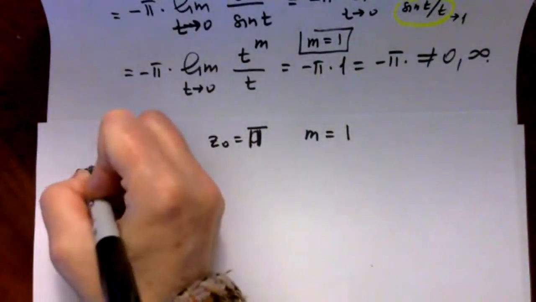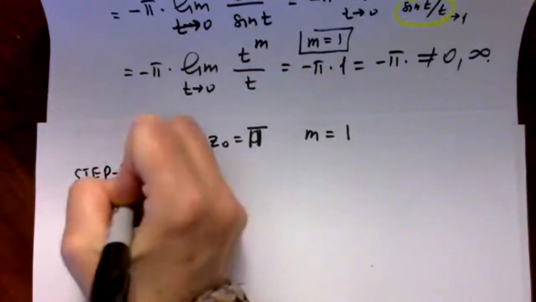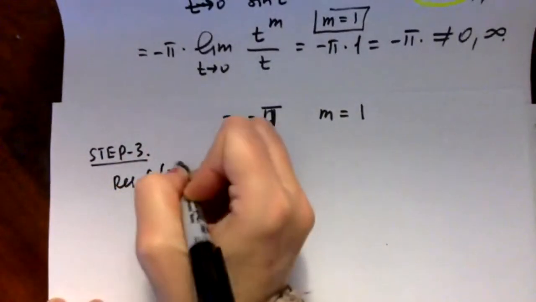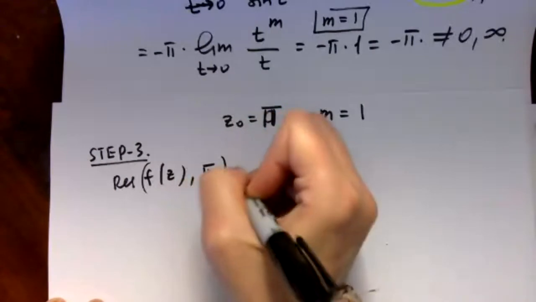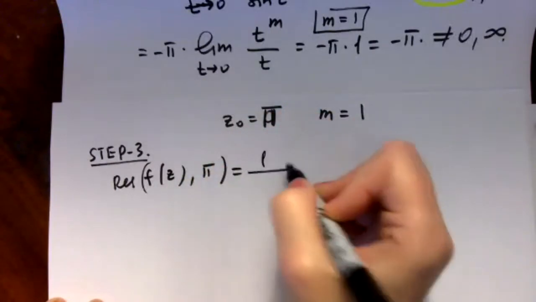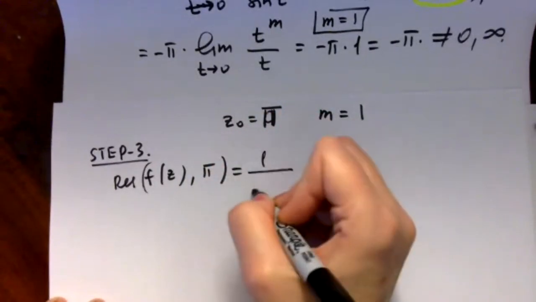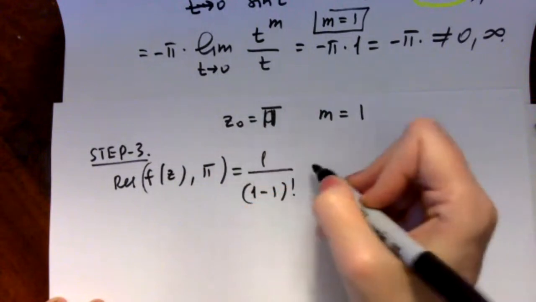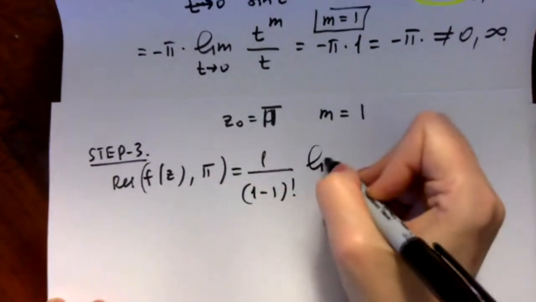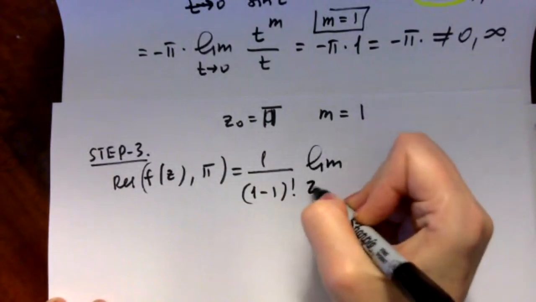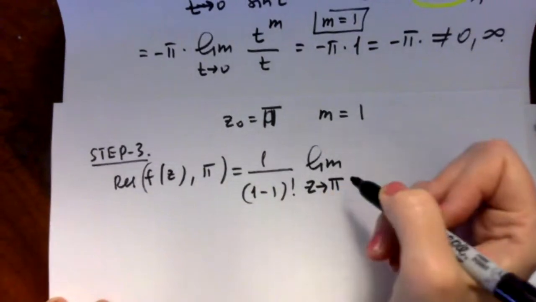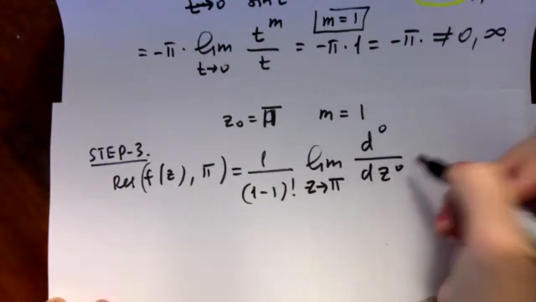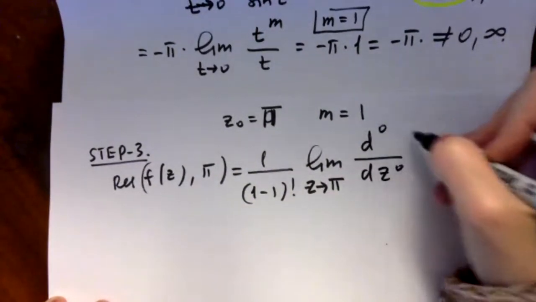And now we are ready for step 3. Step 3 is about calculation, nothing new. So the residue of our function f of z at point pi will be 1 divided by m minus 1 factorial. So it will be 1 minus 1 factorial, but it's 0 factorial, which is equal to 1. But somehow I chose to write it this time. So limit when z tends to pi, and the order of derivative will be 0. So it means that there is no derivative at all, but I'm just writing it down.